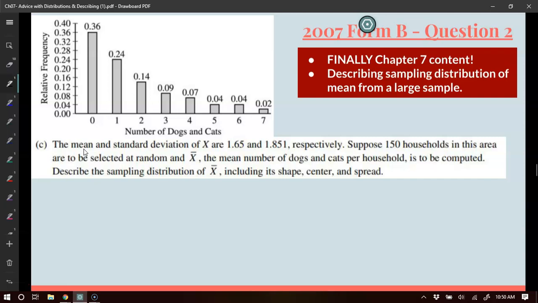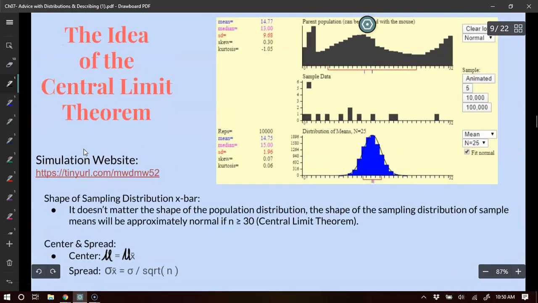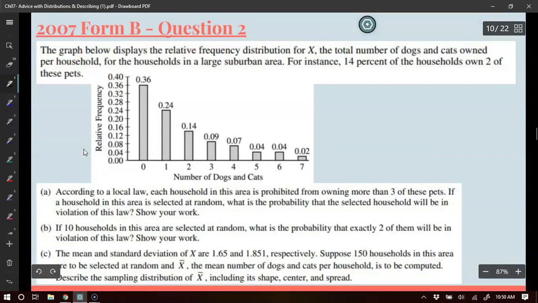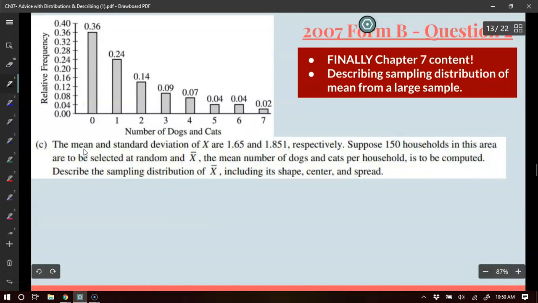What's the shape, what's the center, what's the spread, which goes back to the central limit theorem and the stuff on this slide. The population mean is going to equal the mean of the sampling distribution of x bar. The spread is equal to the standard deviation divided by the square root of n. The shape will be approximately normal if your sample size is greater than or equal to 30.